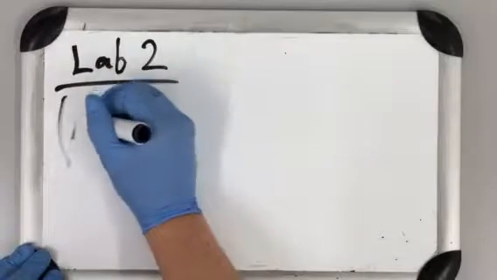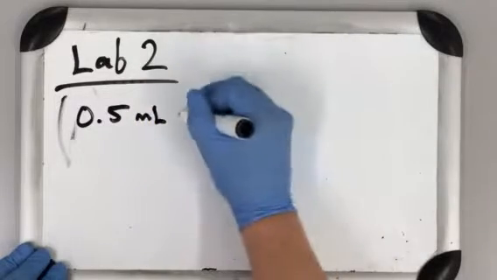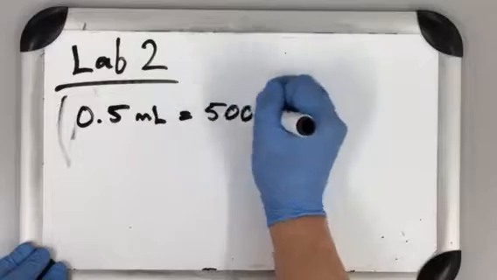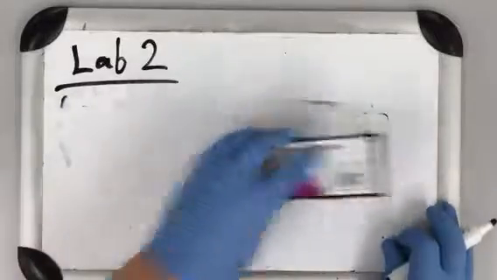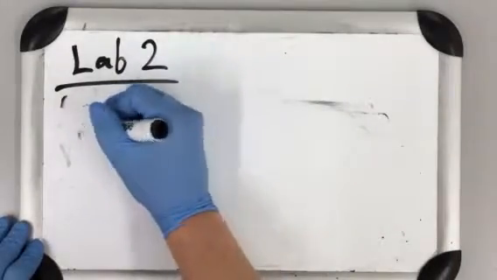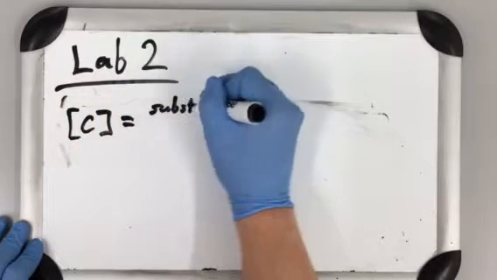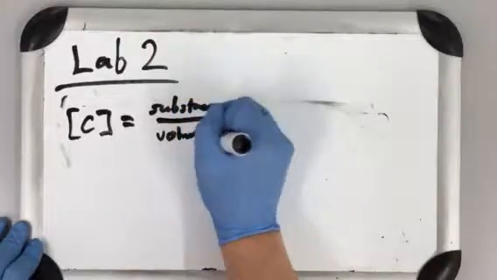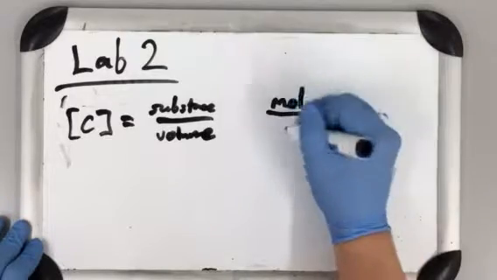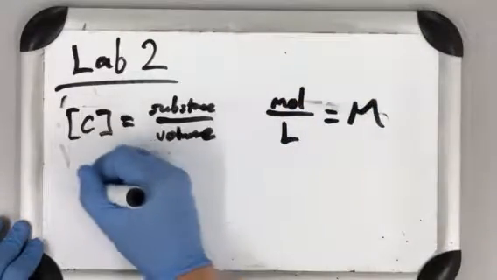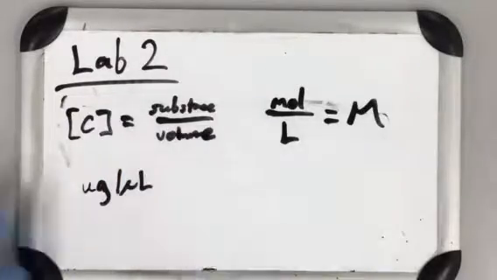So in our case, if we have 0.5 mLs of water, for example, that's the same thing as 500 microliters. It's just the same as when we use concentrations. Remember, concentrations are just substance over a certain volume. So how tightly packed is a certain substance in a certain space. This can be moles per liter, and that's molarity. This can be as simple as micrograms per microliter of protein, for example.